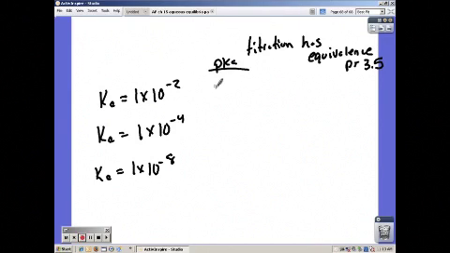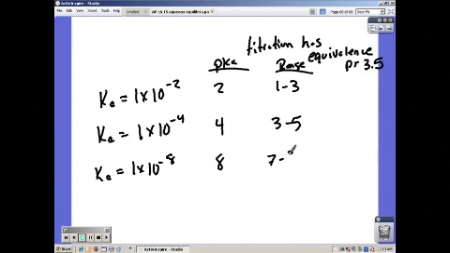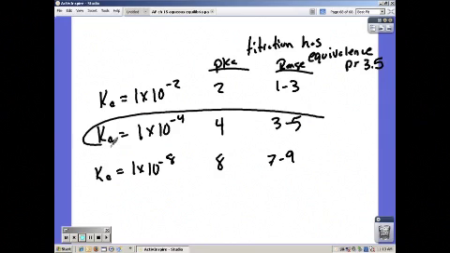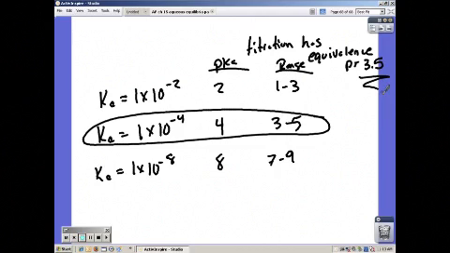Alright, in this problem you have 3 Kas of indicators. We want the titration with the equivalence point of 3.5. So you figure out your pKa, and your range is plus or minus 1 that number. So because we want an equivalence point of 3.5, the second one would be our best option.